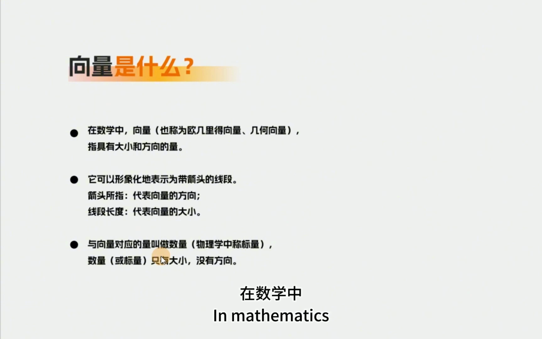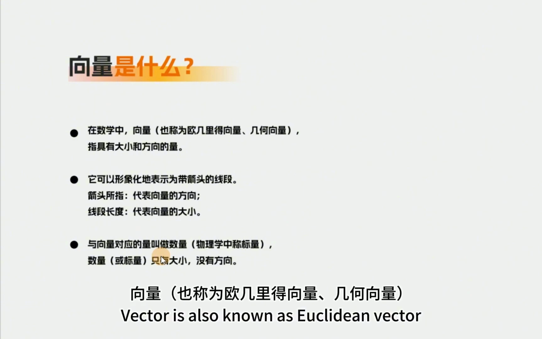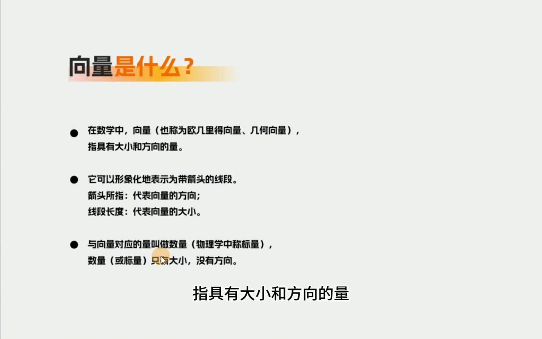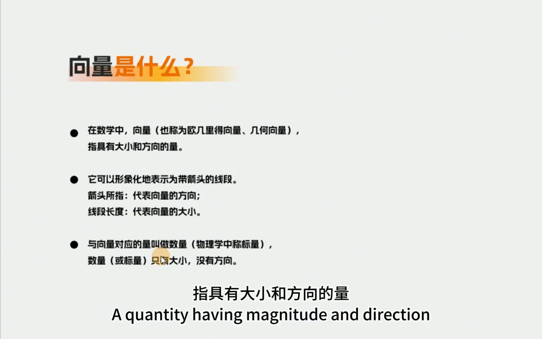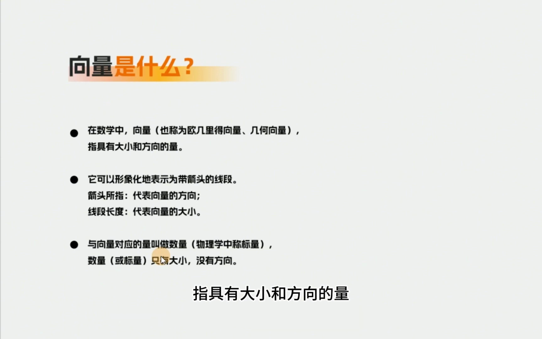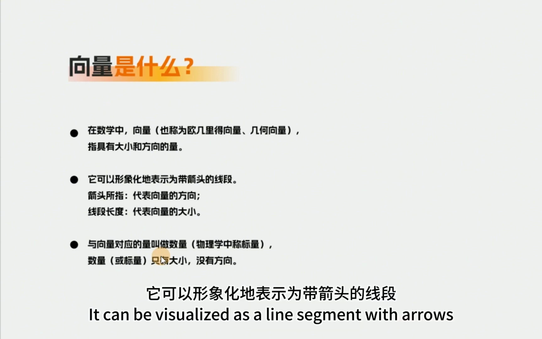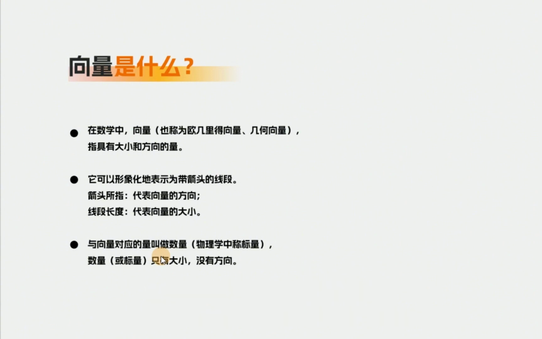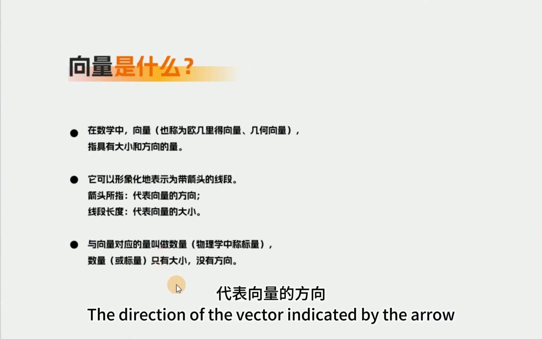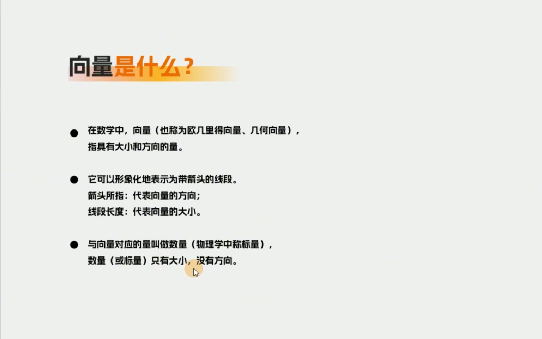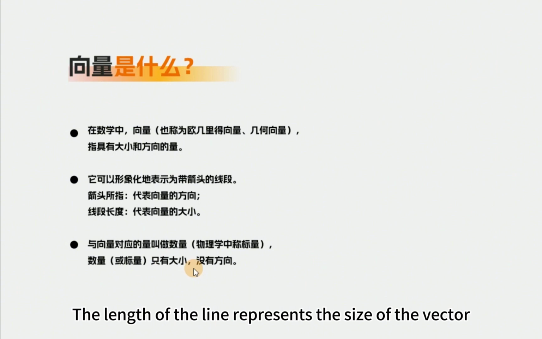In mathematics, a vector is also known as a Euclidean vector or geometric vector, a quantity having magnitude and direction. It can be visualized as a line segment with an arrow. The direction of the vector is indicated by the arrow. The length of the line represents the size of the vector.